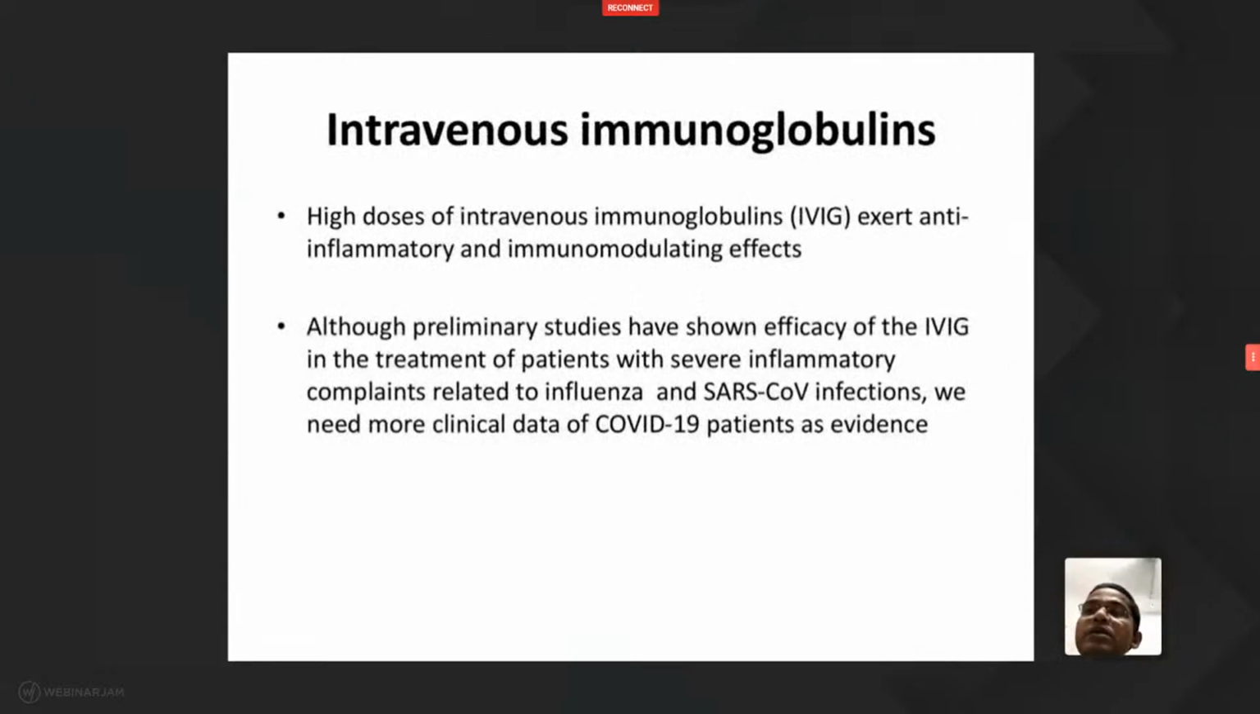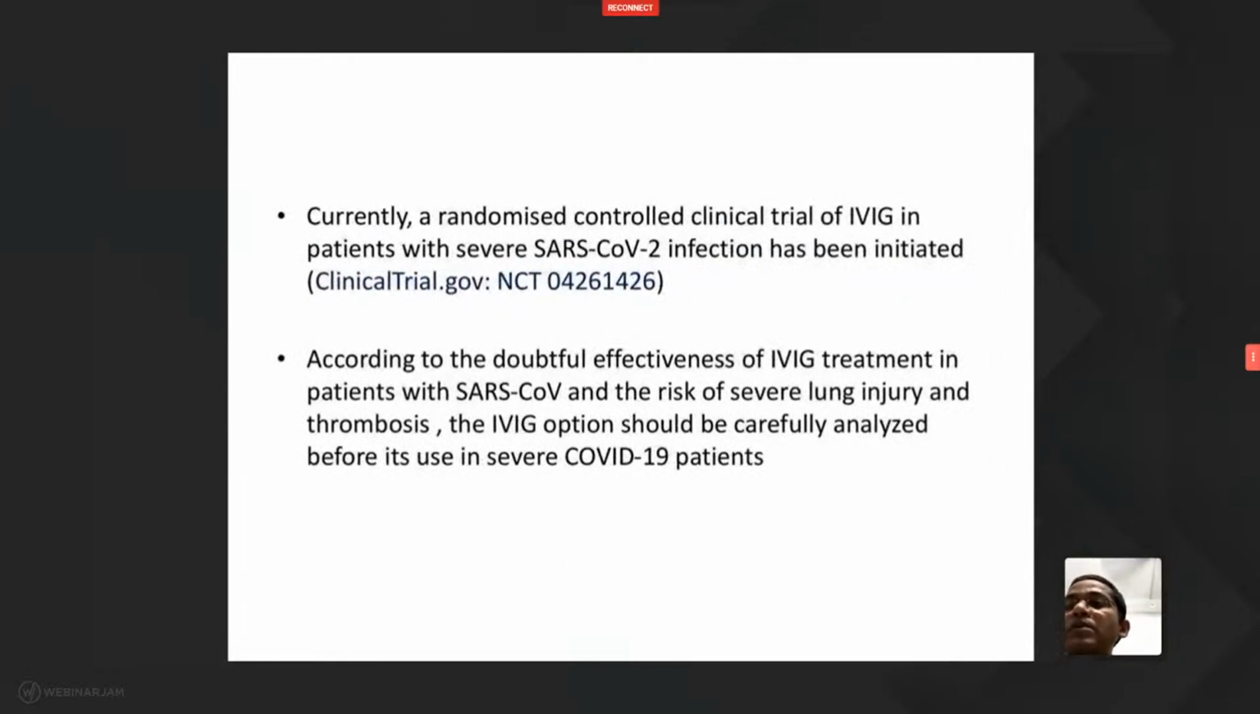Now come to the IVIG. The high dose of intravenous immunoglobulin exerts an anti-inflammatory and immunomodulating effect. Although preliminary studies have shown IVIG in the treatment of patients with severe SARS-CoV infection, related, that is in case of influenza, we need more clinical data for this use. There are few side effects of this.